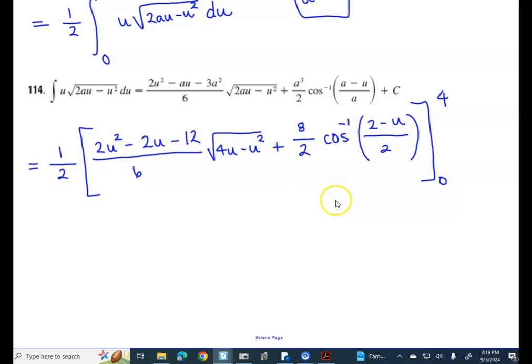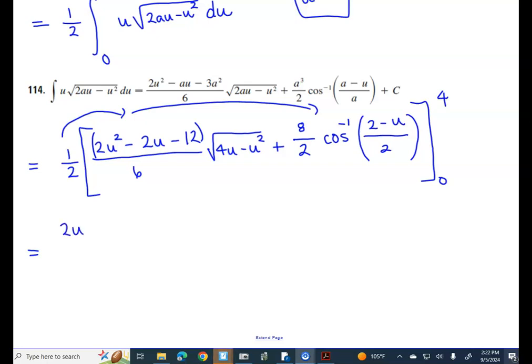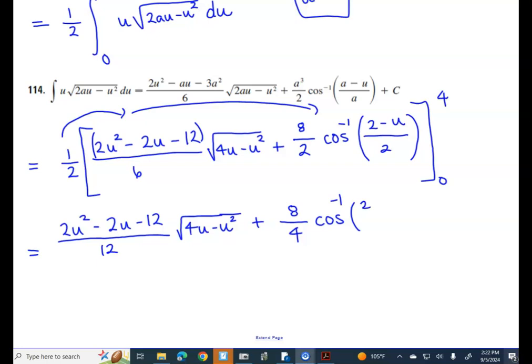So let's go ahead and simplify. Let's distribute the 1/2 to both of these terms. So we end up getting 2u squared minus 2u minus 12 over 2 times 6, which is 12, times the square root of 4u minus u squared, plus 8 over 2 times 2, which is 4, times the cosine inverse of 2 minus u over 2. And again, we're evaluating that from 0 to 4.